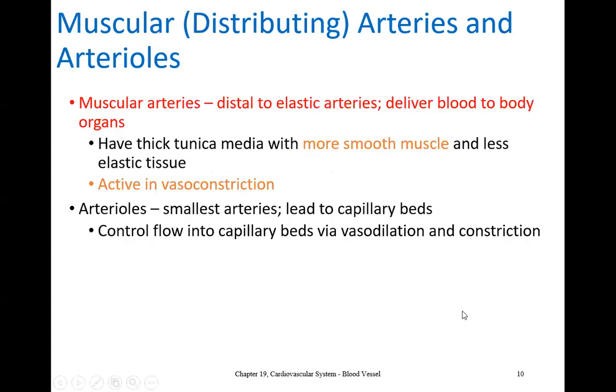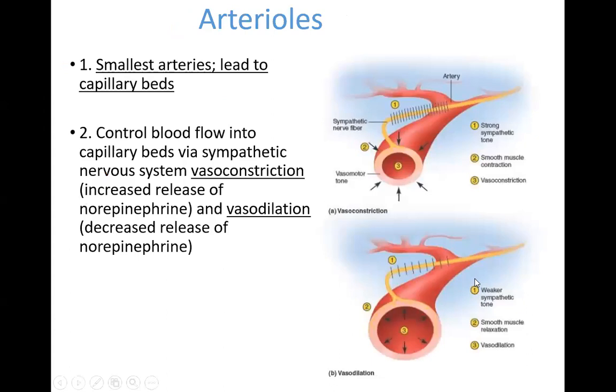We get closer to the organs. We have a thicker wall, more smooth muscle, they're less elastic. We get some vasoconstriction here with the muscular arteries, like the brachial artery here in our arm, or the axillary artery, or the renal artery, or something like that. They don't need to be very elastic. And then the arterioles, the arteriole's primary responsibility is to control the flow into the capillary beds. And also that's where the vasoconstriction takes place too.